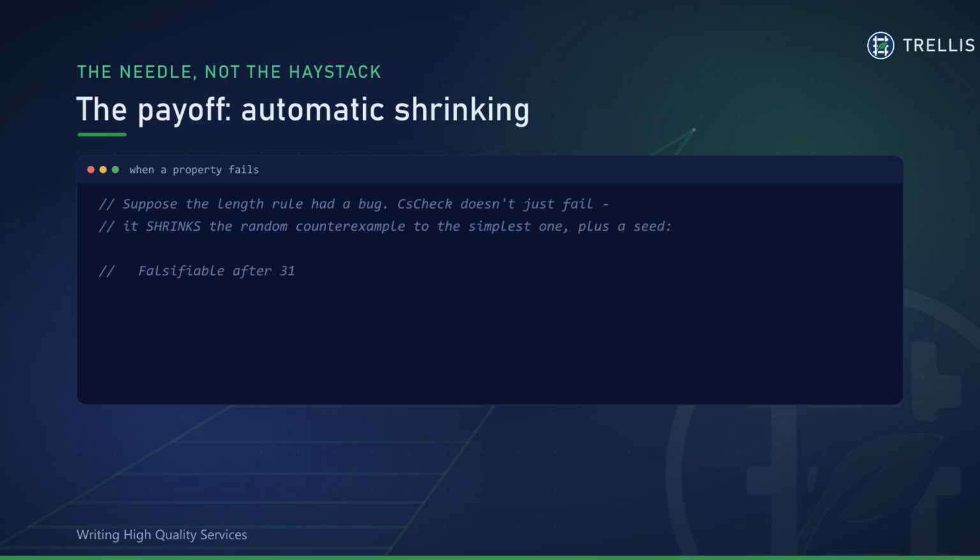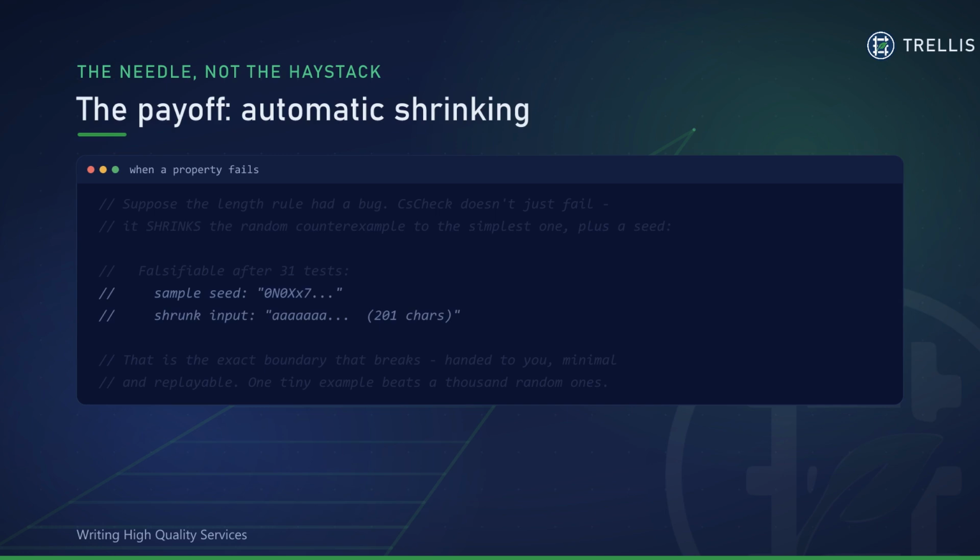And here's the payoff in action. Suppose your length rule had a bug. A naive random test might fail on some 4,000 character monster string, useless for debugging. CsCheck shrinks instead. It takes whatever random input broke the property and reduces it, step by step, to the simplest input that still fails. Here, a string of exactly 201 characters, the precise boundary, and it gives you a seed to replay that exact case forever. That's the difference. You're not handed a haystack, you're handed the needle.